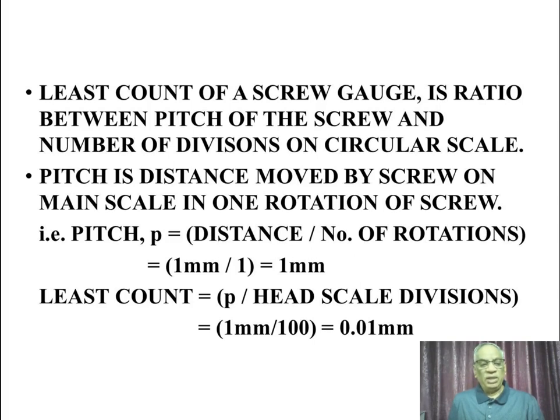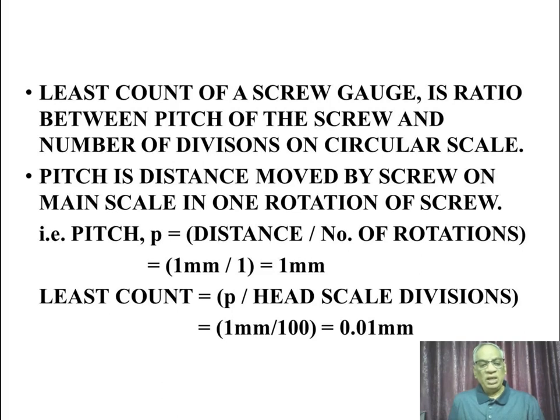In the case of a screw gauge, it is defined by the pitch, because it is a screw-driven instrument. Pitch is nothing but the distance moved in one rotation. When you rotate the screw, it moves on the main scale through some distance. Suppose if you make 10 rotations, it moves through, say, 10 mm on the main scale. Then the pitch is given by the distance traveled divided by the number of rotations. That means if 1 mm is seen in one rotation, then 1 mm by 1, that is 1 mm, is the pitch.